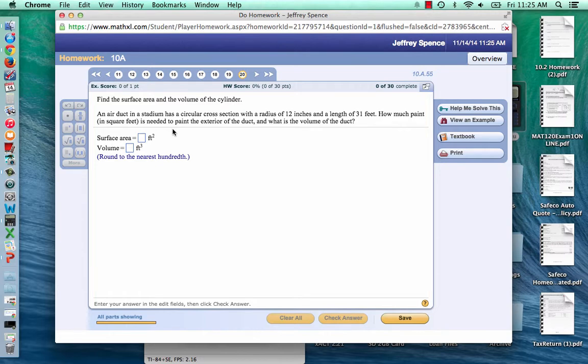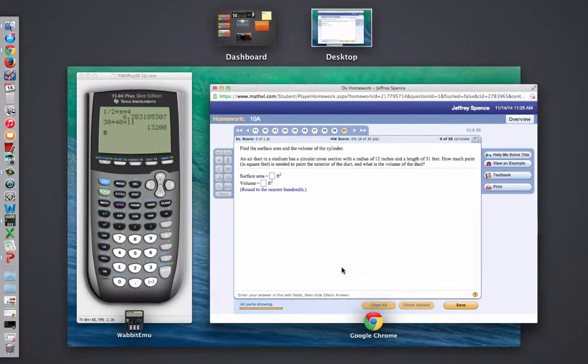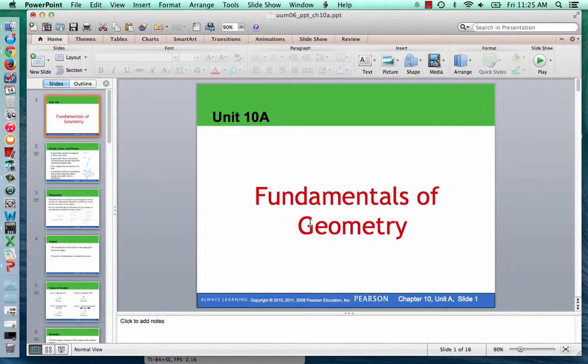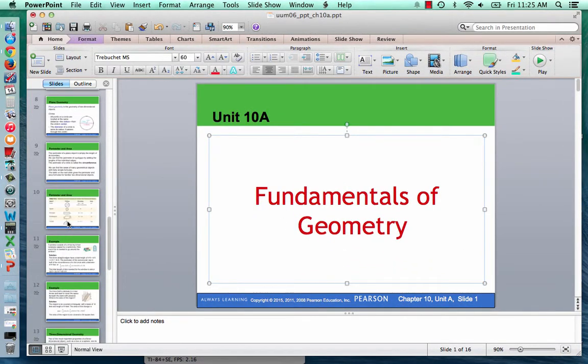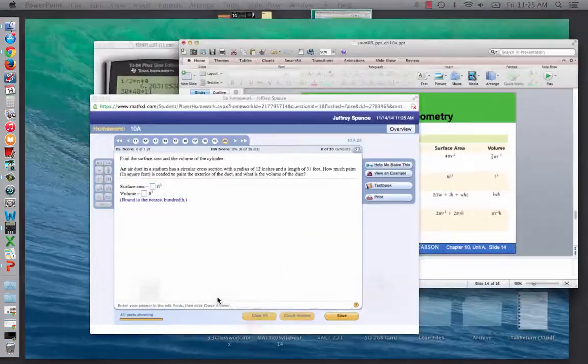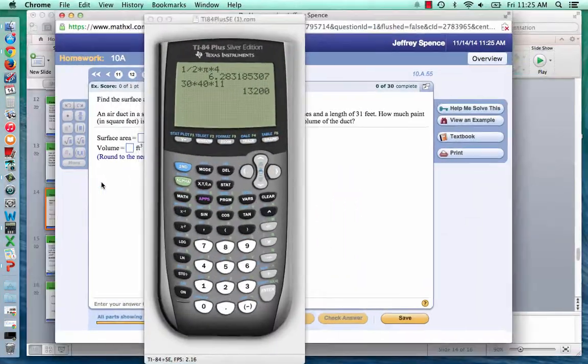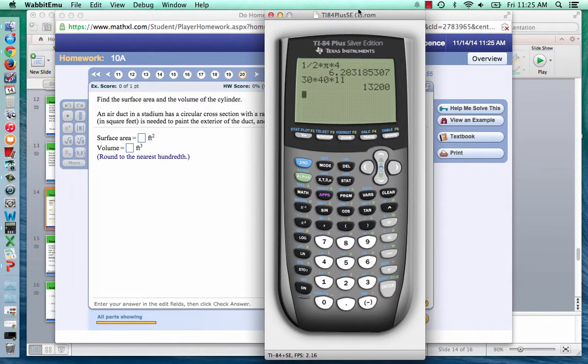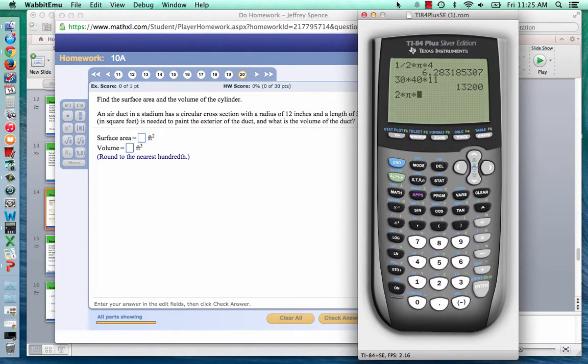So when we find this surface area, when we look back at our formula, let me find that PowerPoint here. When we look back at our formula for the surface area, we're not going to use this 2 pi r squared because it's a duct, and those parts, the two circles on the top and the bottom, are missing. So we're only going to use 2 pi times r times h to find this surface area. So when I do this, let me get the calculator in front. I'm only doing the 2 times pi times r. So 2 times pi times the radius, which is 12 inches.